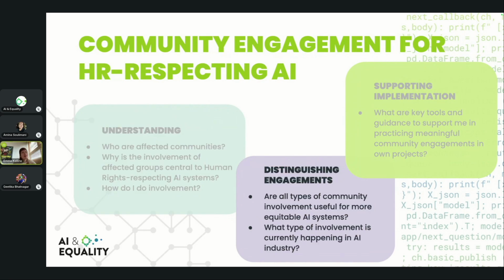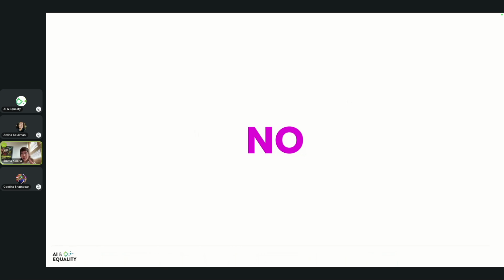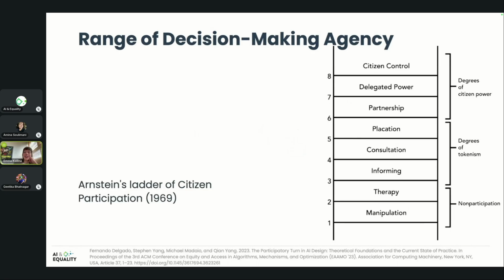Let's now look at what different types of engagement there are. And, well, are all of them similarly useful for more equitable AI systems? The short answer is no. If you want a little bit more nuance on this, then let's look at Arnstein's ladder of citizen participation. That's an old thing that has nothing to do with AI, but it's quite useful when thinking about participatory AI.